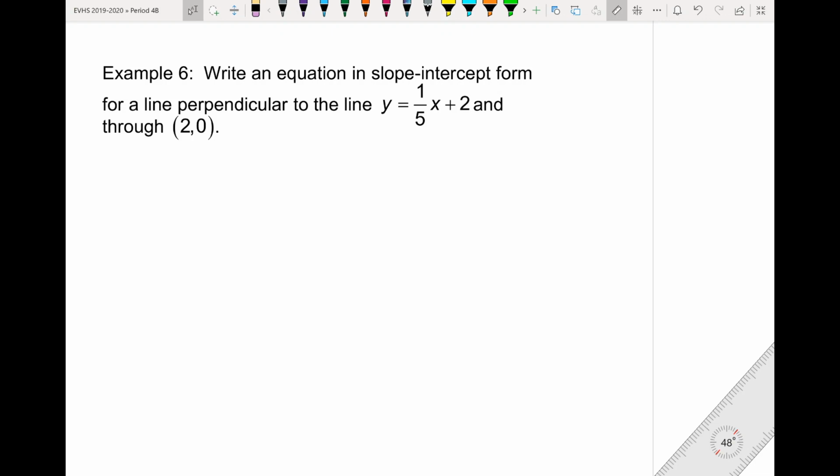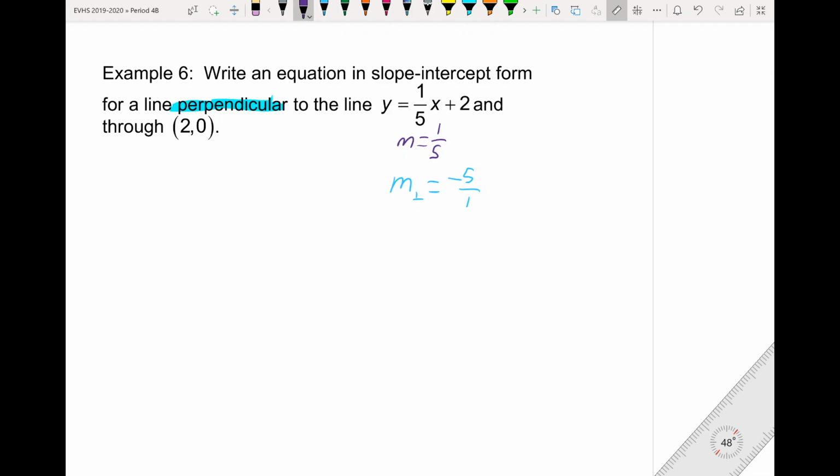Example 6, write an equation in slope-intercept form for a line perpendicular to that. So, let's look at this. First off, for this one, my slope is what? 1/5. So now I'm looking for a perpendicular line. So my perpendicular slope is 5/1 and make it negative. Opposite reciprocal. And through the point 2, 0.